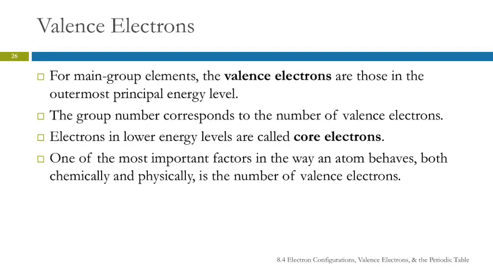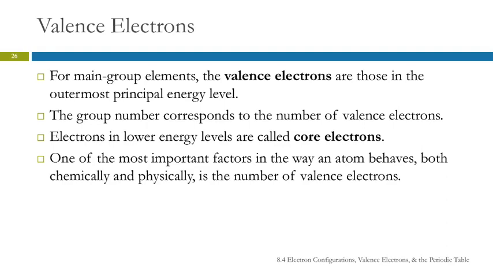That's the group numbers with the A's after them: 1, 2, 3, 4. Electrons in the lower energy levels are called core electrons. So the valence electrons are on the outside, and the core electrons are in the core, in the middle.